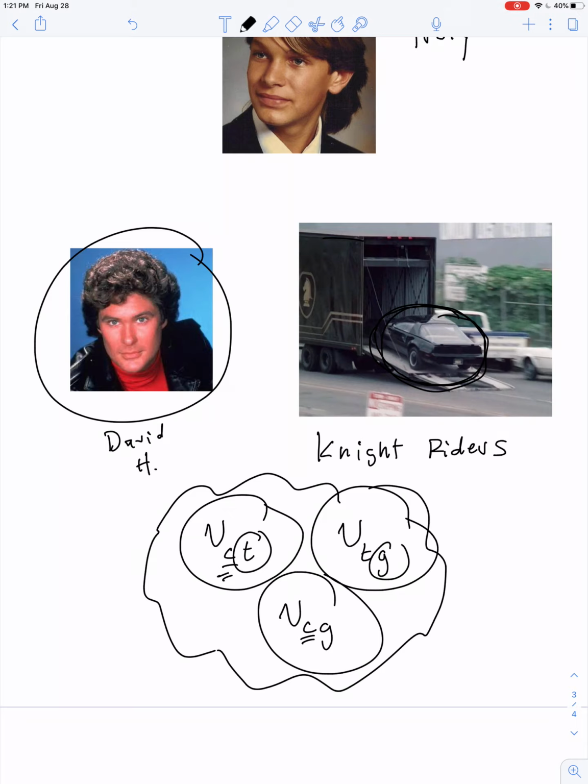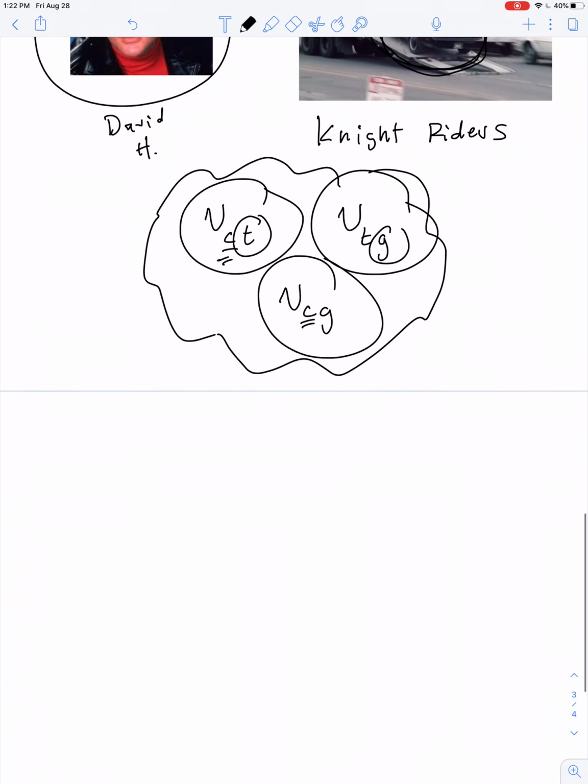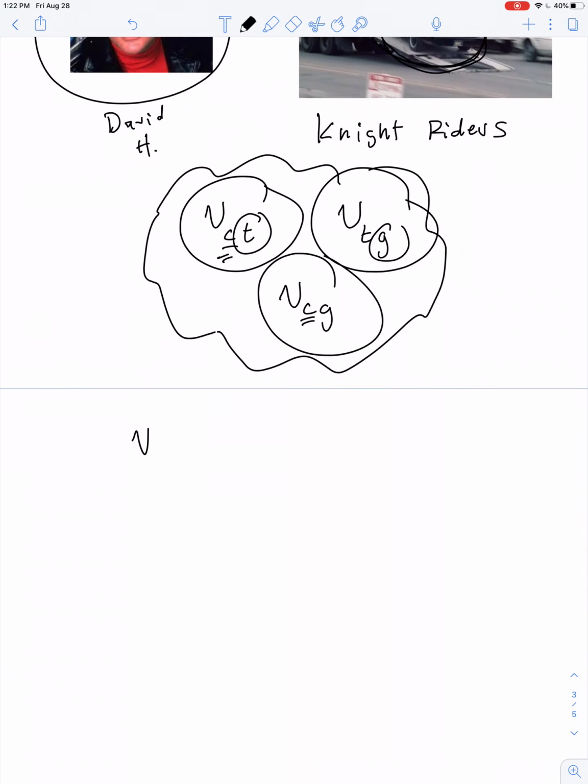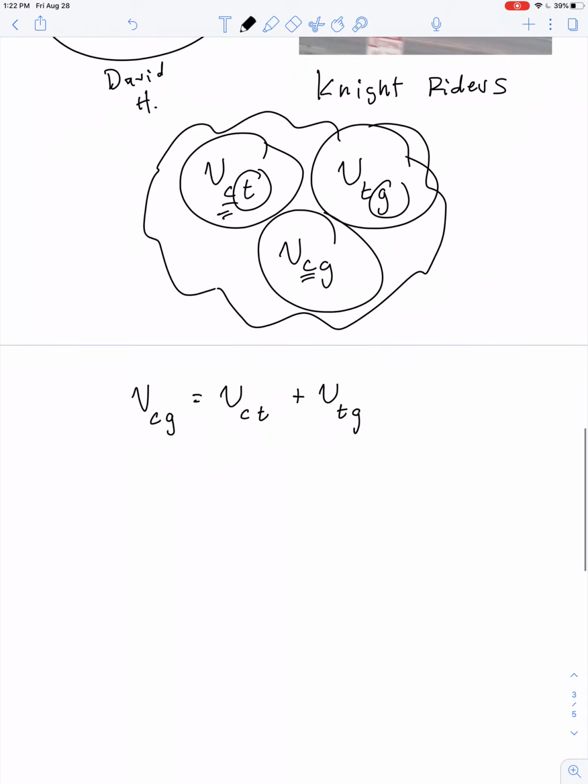So I'll give you a moment to try to state the equation correctly. Okay, did you get it right? You should say that the speed of the car with respect to the ground is equal to the speed of the car with respect to the truck plus the speed of the truck with respect to the ground. And so I think it went something like this.